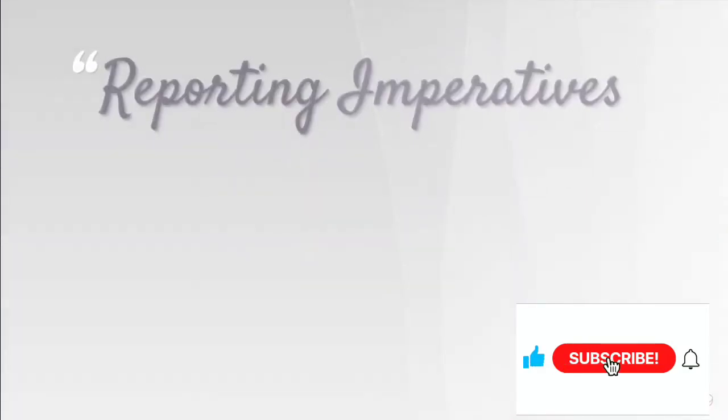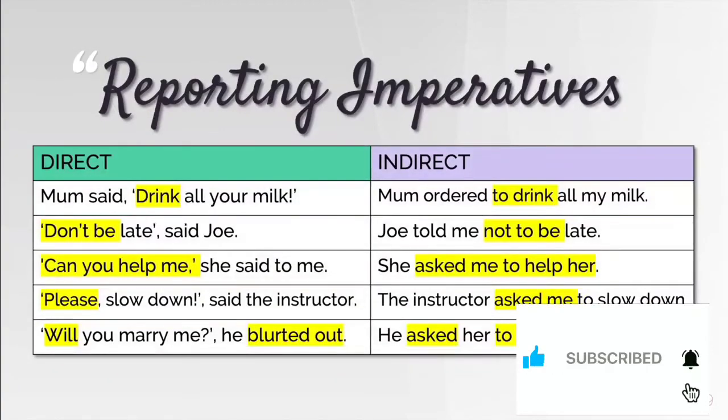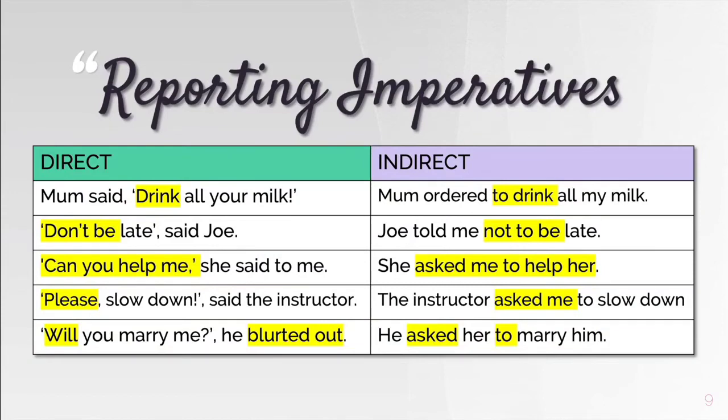So now, what about reporting imperatives? Now let's take a look at the first example. Mom said, drink all your milk. So in the indirect sentence it would be: Mom ordered me to drink all my milk. Pay attention, I am reporting, so I use the pronoun my instead of your. Remember also not to use the question punctuation, just use the period. And one last thing, add to before the main verb.